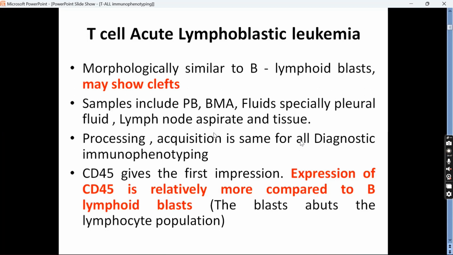If it is greater than 25%, we call that TALL because the leukemic spread is dominating. When it is less than 25%, that is not dominating over the mass, so we call it TLBL. That is what I assume. But there is nothing given in the textbook about why it is 25%. I think it is basically from large multicentric trials which came out with that particular cutoff.